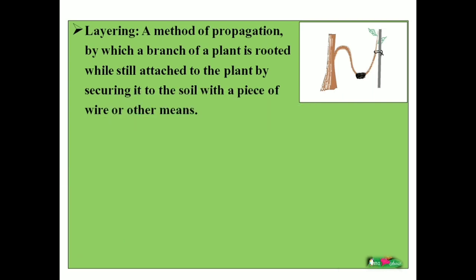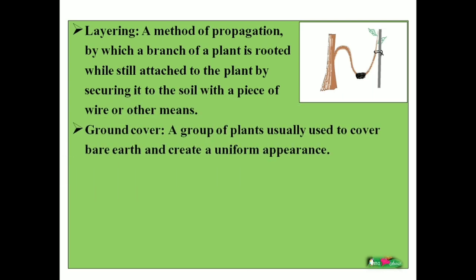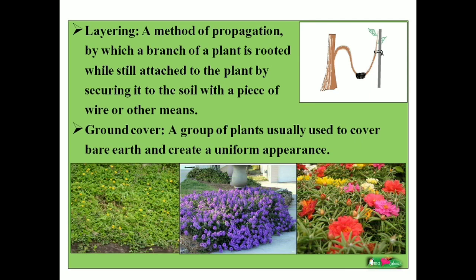Then ground cover. This is a group of plants usually used to cover the surface of the ground and create a uniform appearance. You can clear your concept by watching this picture. The first image is of the Vidalia flower. The second one is verbena. Then next is portulaca. These are examples of plants utilized for ground cover.